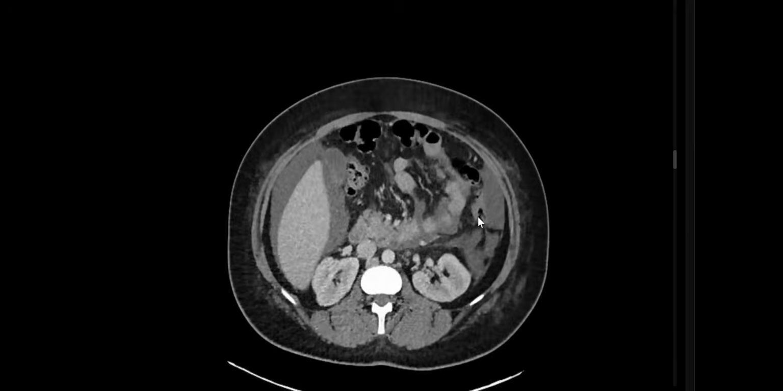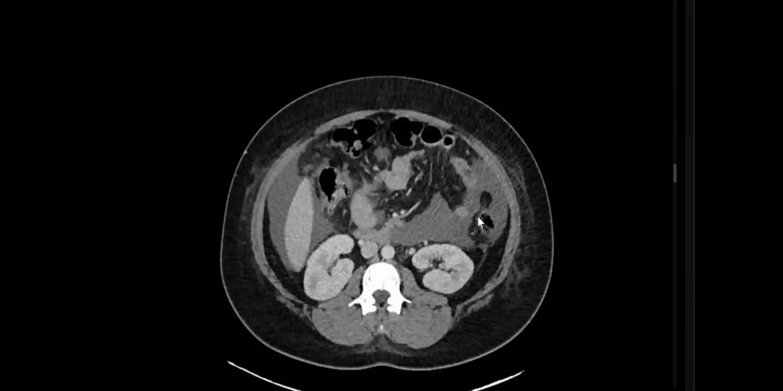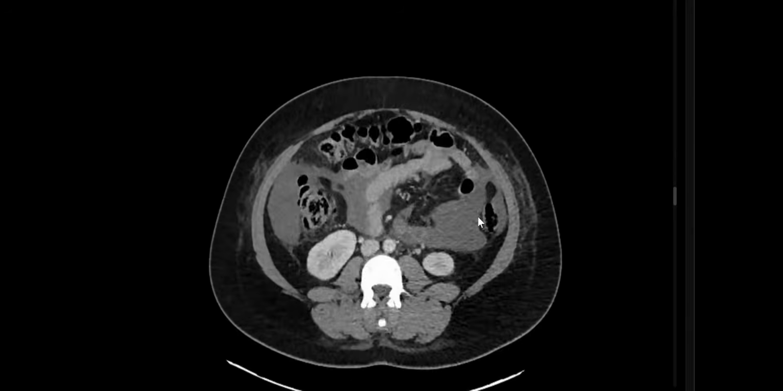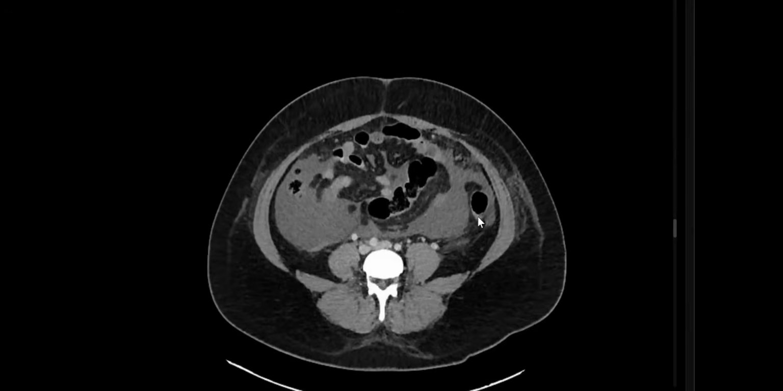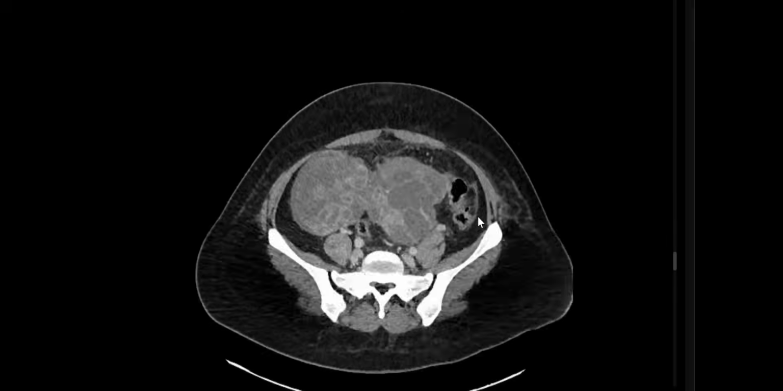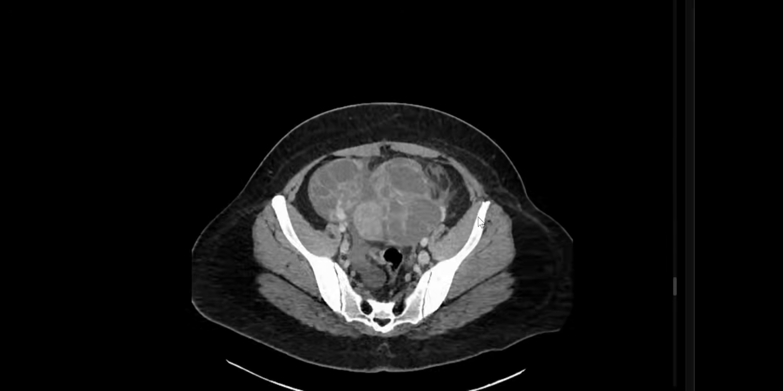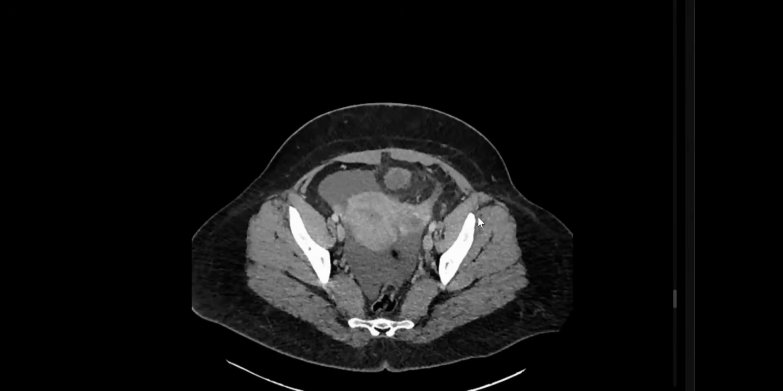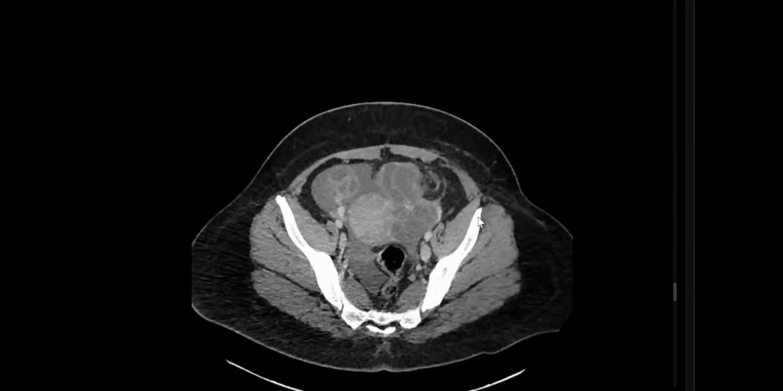Pancreas is unremarkable. Gallbladder is normal. The kidneys are normally enhancing. Scroll down till the last cut. Okay. I can see that in the pelvis.